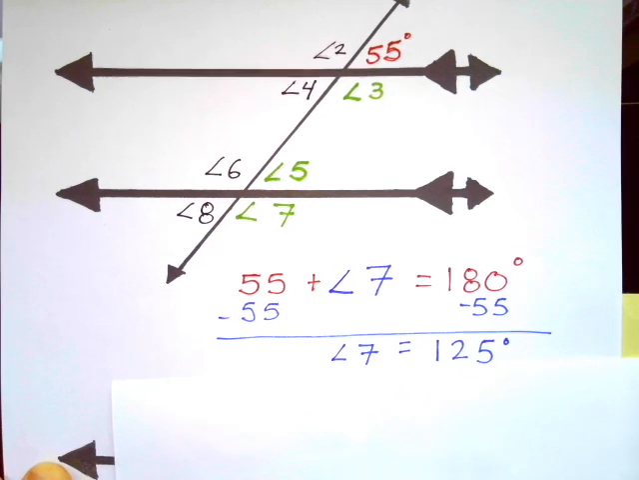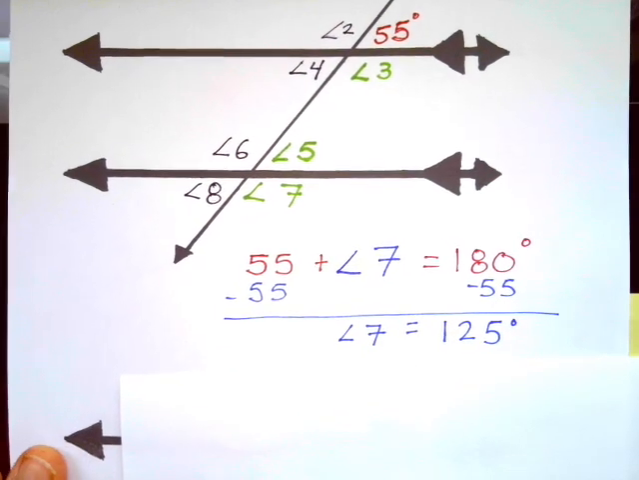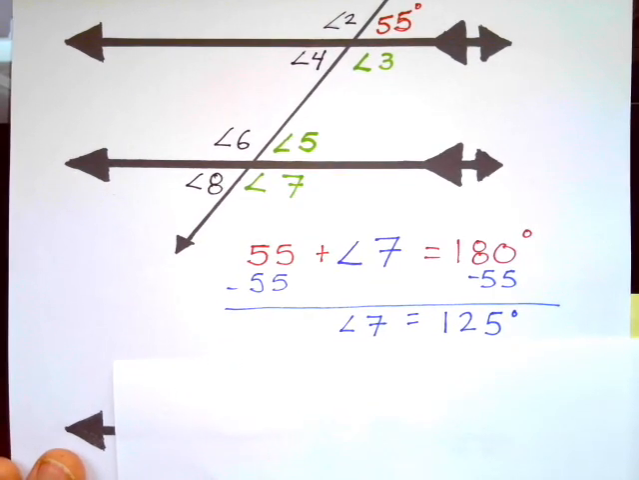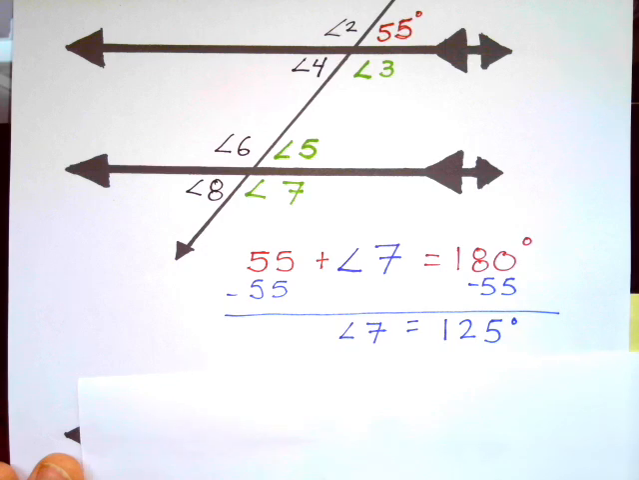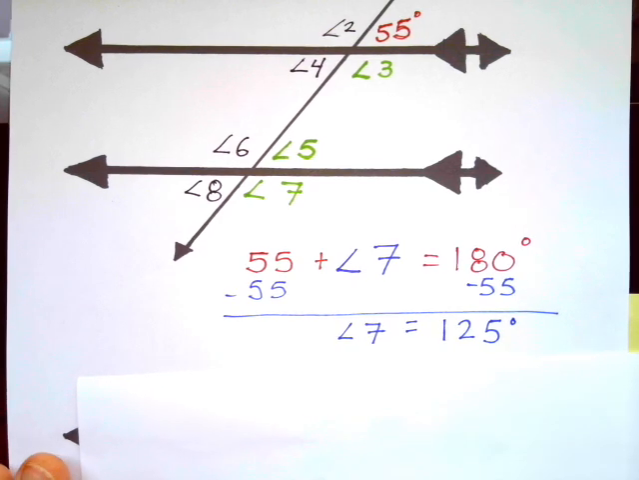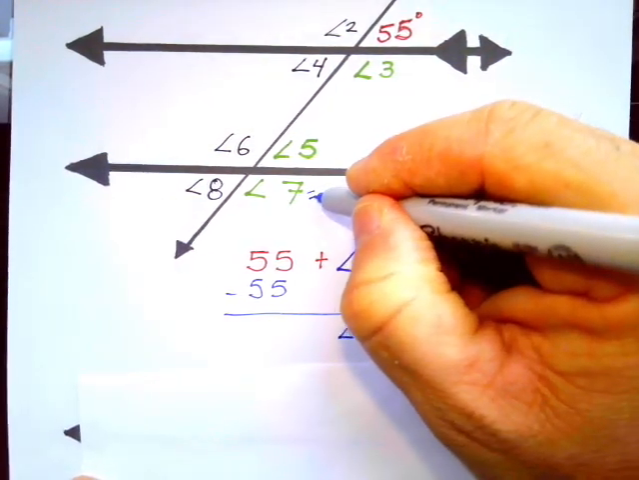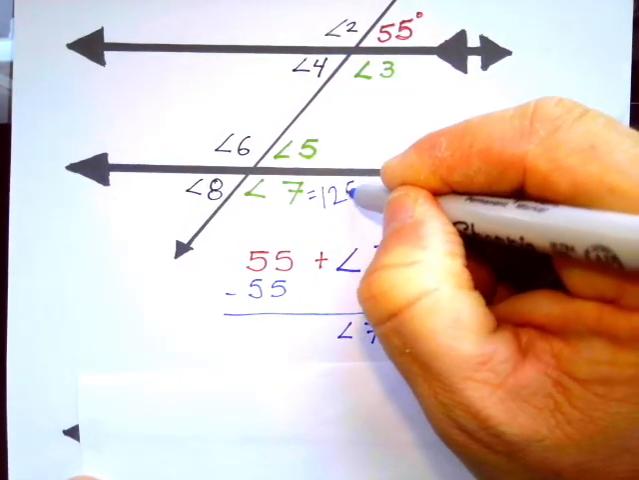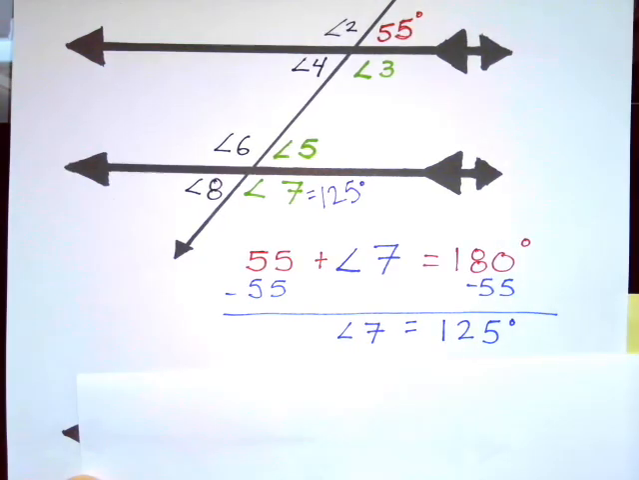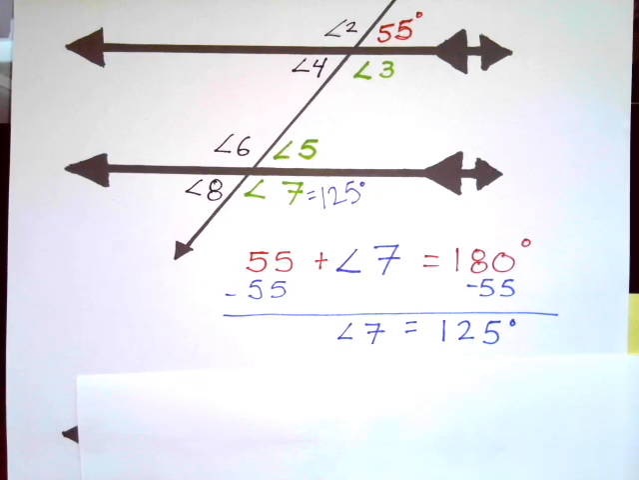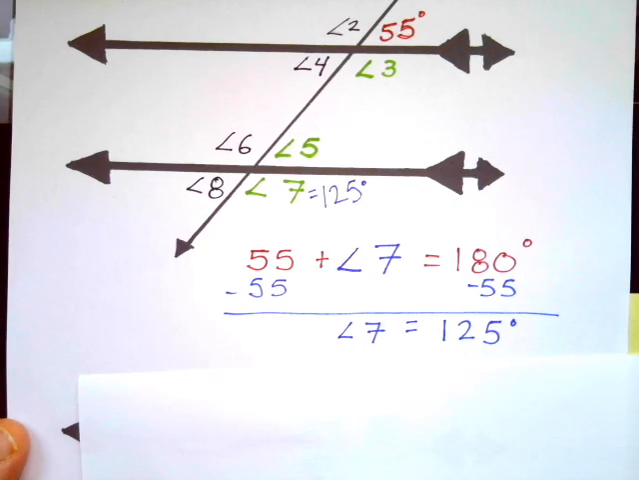180 minus 55. Oh, my mental math is tough. Oh, there we go. Angle 7 is equal to 125 degrees. So I can sit here and say angle 7 is equal to 125 degrees.